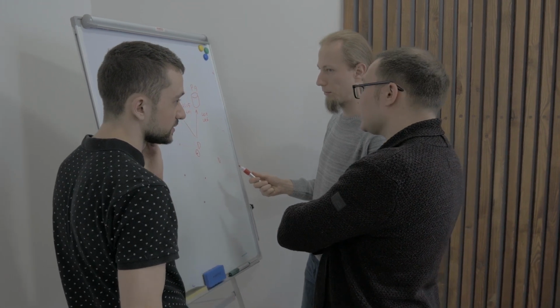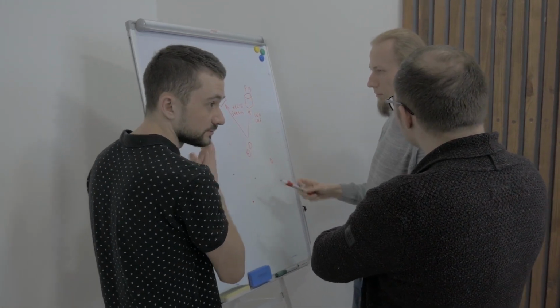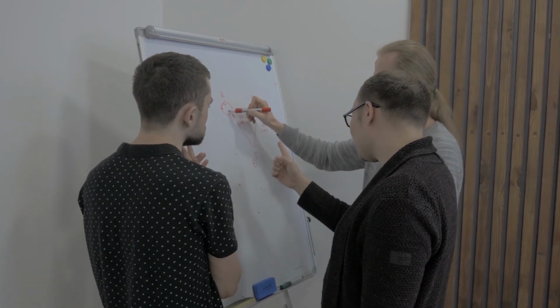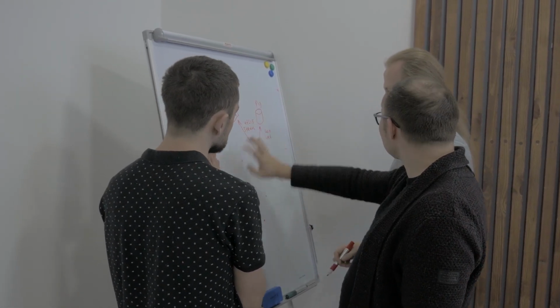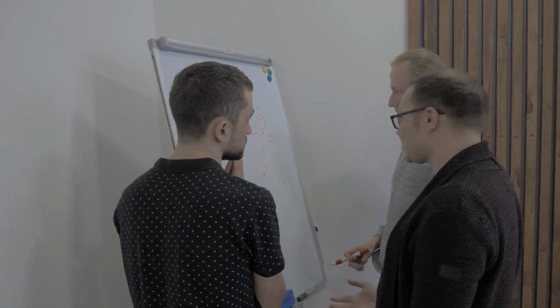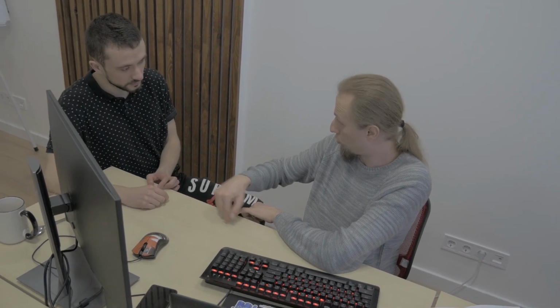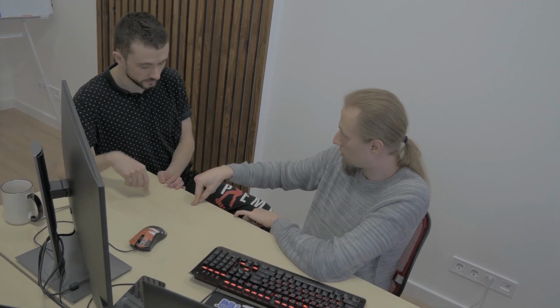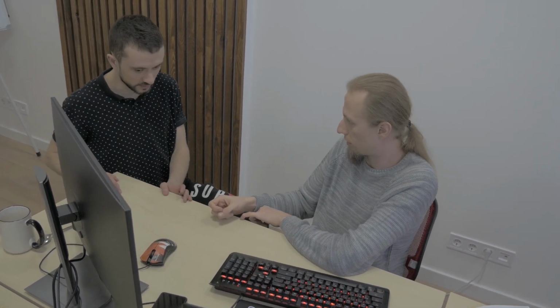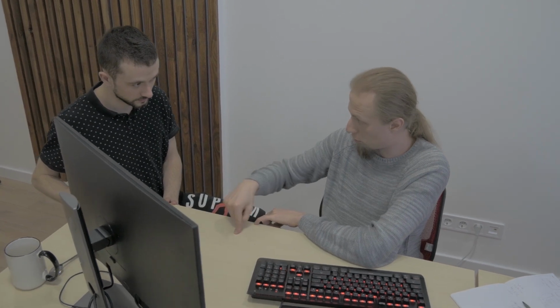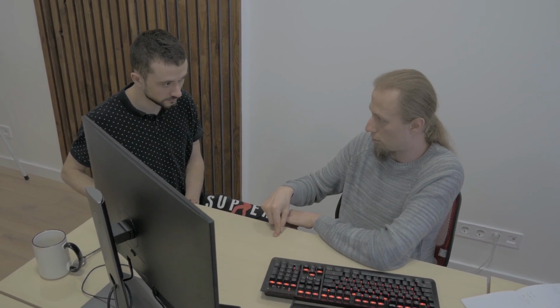In this case, step one is to plan, and that means conduct gap analysis and risk assessment, which will mean performing a comprehensive assessment of the current supply chain process, identifying vulnerabilities and threats, which could include theft, counterfeit components, or even geopolitical disruption. And from the results of that process, you develop supply chain policies that could include things like supplier vetting procedures, secure transportation methods, and incident response protocols.